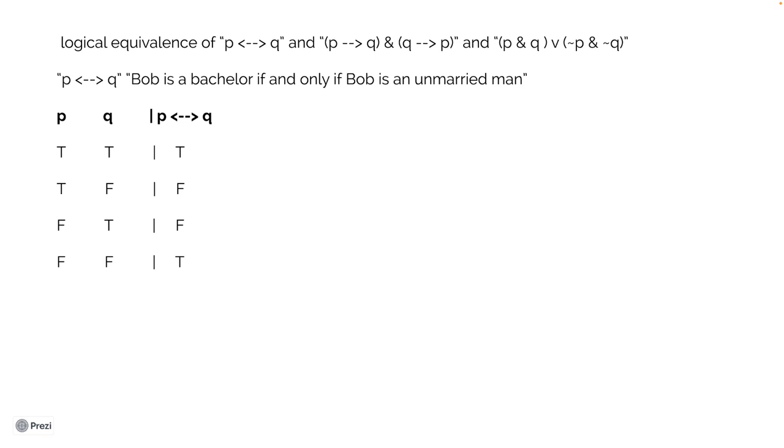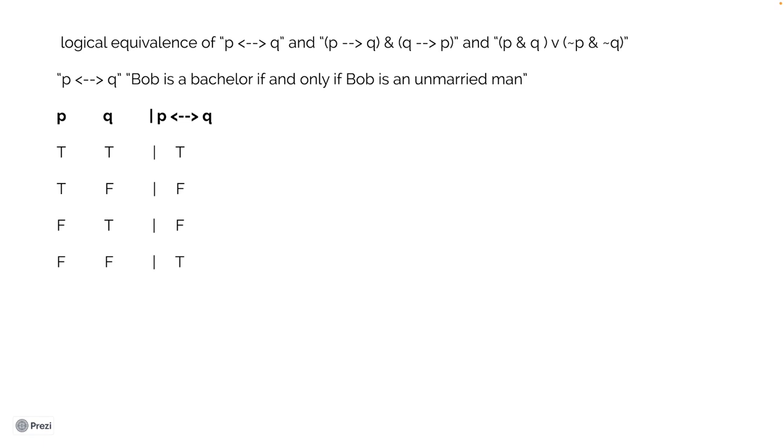So consider the assertion, Bob is a bachelor if and only if Bob is an unmarried man. By now, we should understand how to find the truth value for the logical operator biconditional. As long as both simple propositions carry the same truth value, then the truth value of the biconditional is true. So we end up with line 1 true, lines 2 and 3 false, line 4 true.